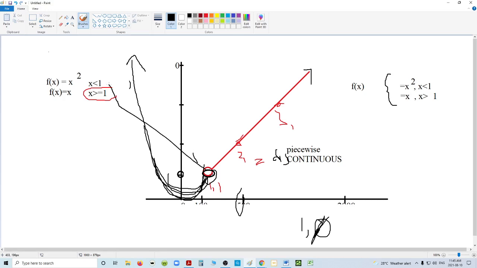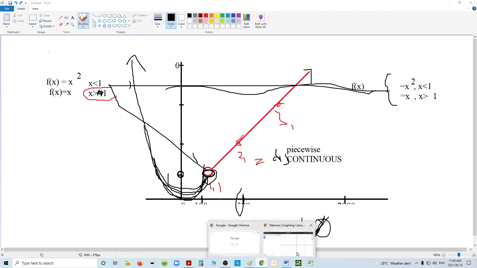It's not included in the parabola, and it's not included in the line, so if we got rid of this equal sign here, it becomes discontinuous, and there's a big empty circle at 1 comma 1. Now Desmos can recognize this.